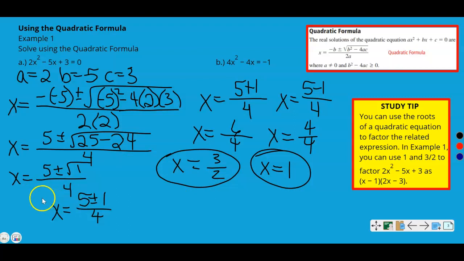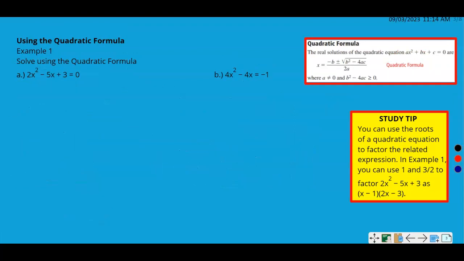All right, give me just a moment to erase this and we'll do example B. All right, let's look at example B. 4x squared minus 4x equals negative 1. I'm going to use both sides of the screen again, just because I probably will need this much room to write. So we're going to have 4x squared minus 4x. I need to add the 1 to the other side and set that equal to 0.